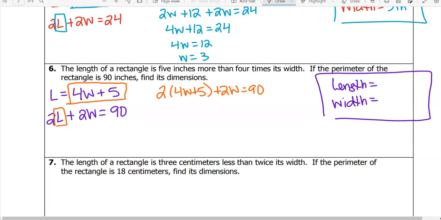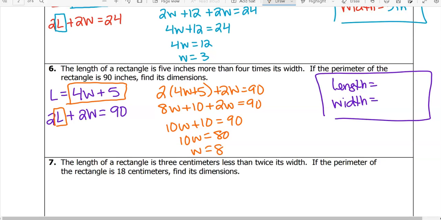So when I distribute, what does that give me? 8W plus 10 plus 2W equals 90. Good. Add the W's, and that gives me 10W plus 10 equals 90. Subtract 10 from 90, good. So we have 10W equals 80. And then divide by 10, we get W equals 8.